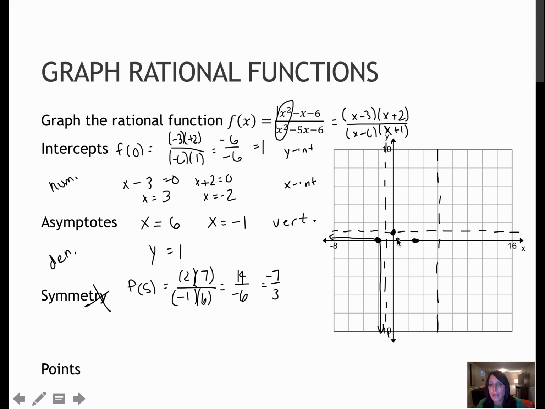So I know at 5, which is right here, I'm at negative 7 over 3, which is sort of right here. So my guess then is that I've got something like this happening in the middle of my graph.